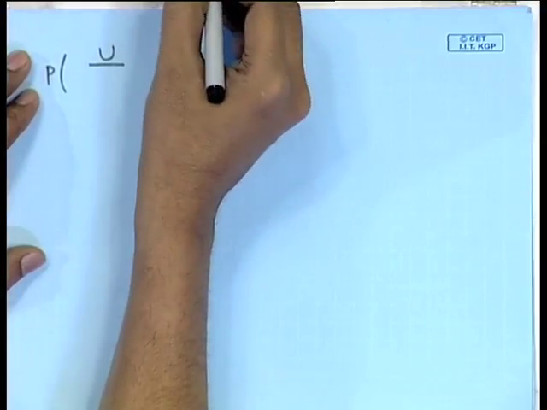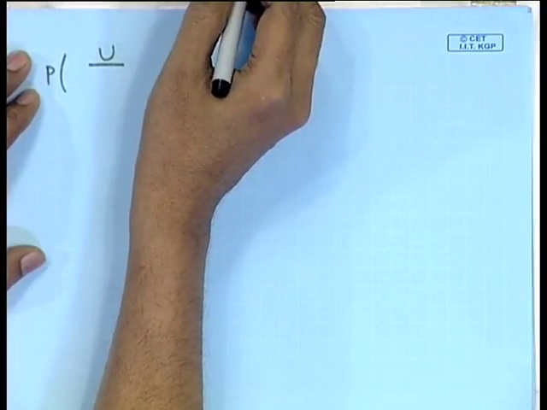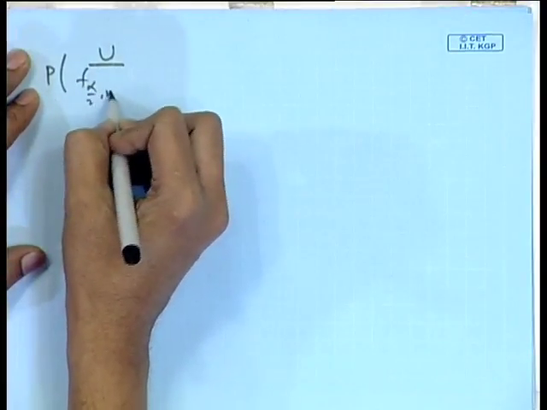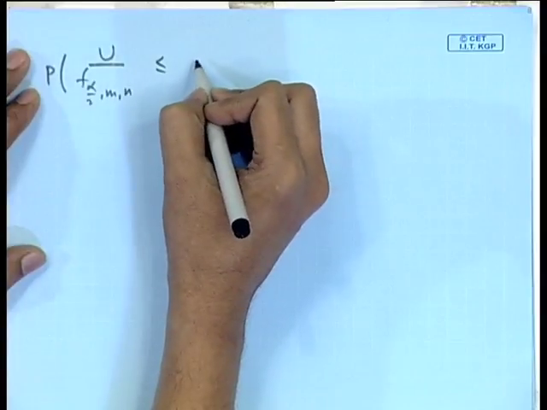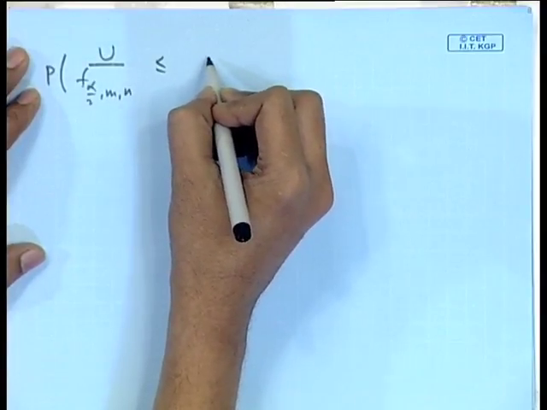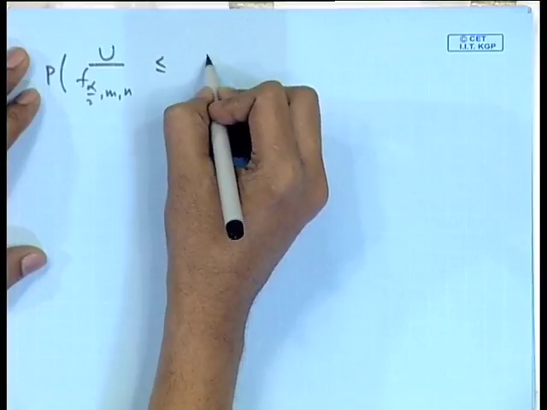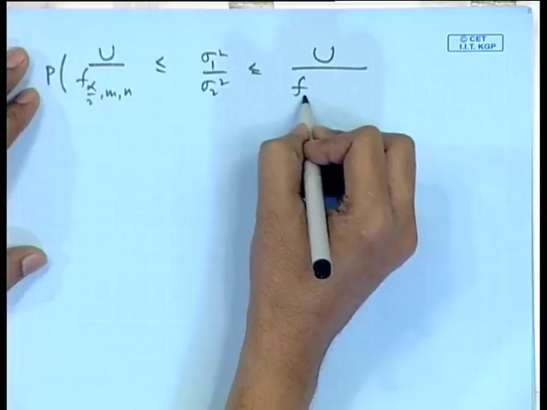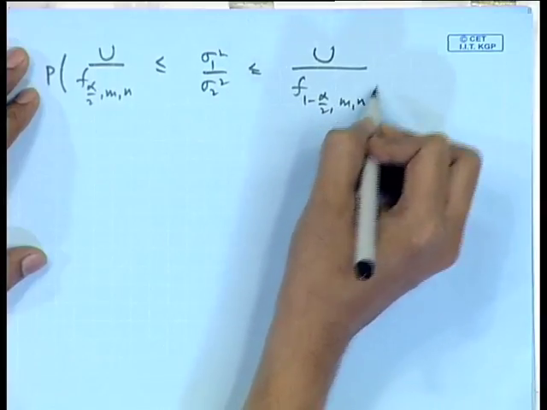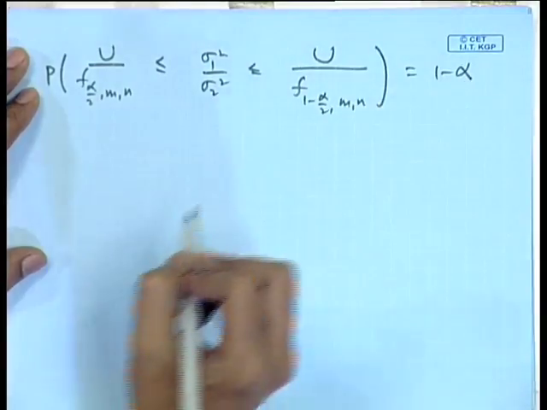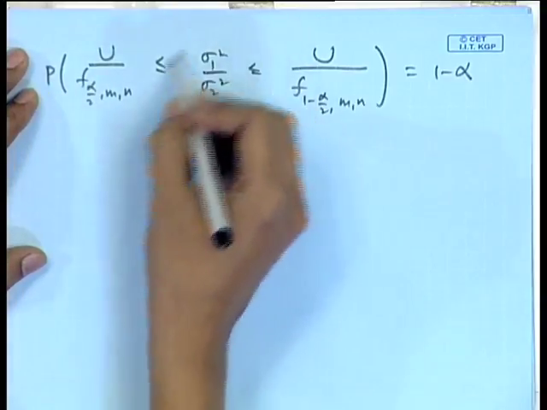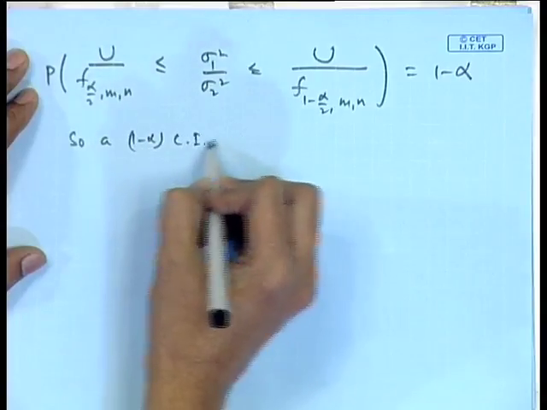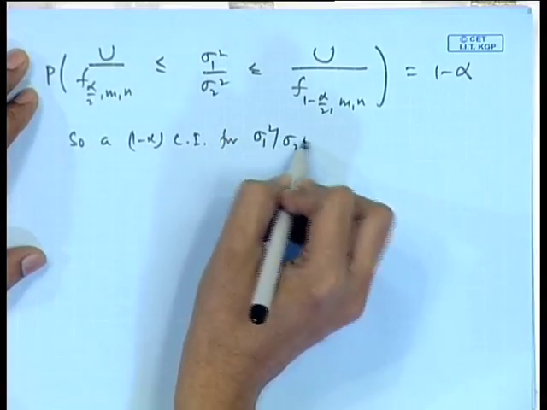Divided by f alpha by 2 m n less than or equal to sigma 1 square, that is 1 by psi, it becomes sigma 1 square by sigma 2 square less than or equal to u divided by f 1 minus alpha by 2 m n, that is equal to 1 minus alpha. So, we have a 1 minus alpha confidence interval for sigma 1 square by sigma 2 square.